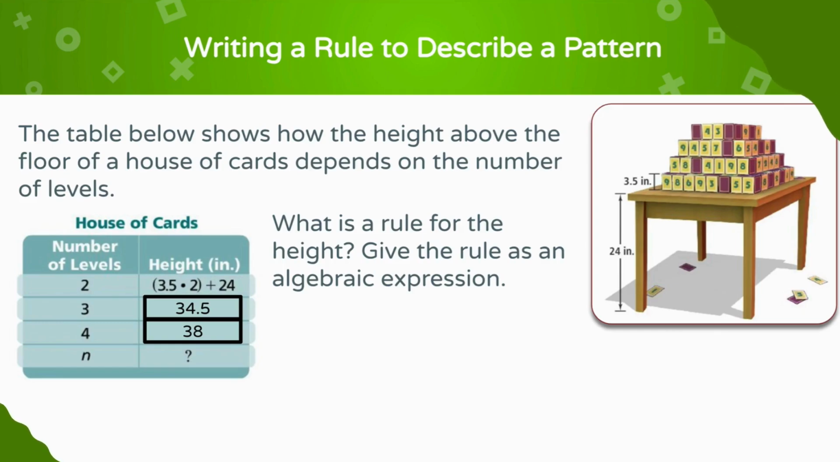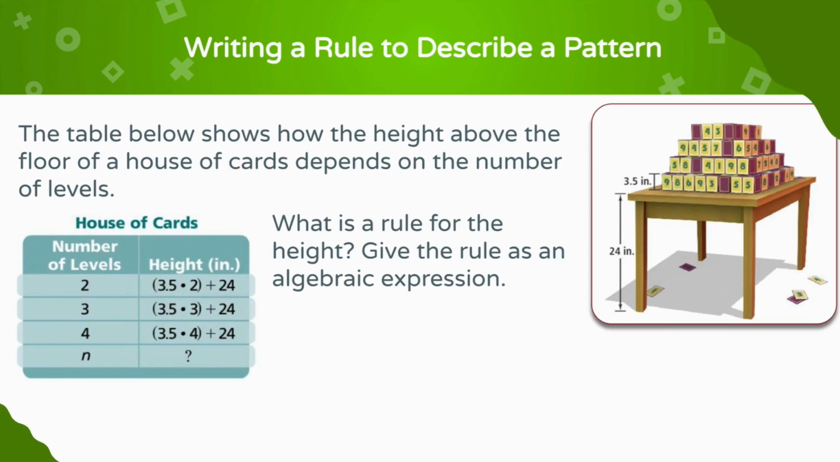So what happens if I had a third layer? Well, that's 34.5, which is pretty clearly an increase of 3.5 inches from layer 2. But again, we could represent this with the 24 inches for the table height plus 3.5 times 3, because there are 3 layers and 3.5 inches for every layer. Fourth level would give us a height of 38, which is going to be that 24 plus 3.5 times 4, because there are 4 layers, and it's 3.5 for each layer.